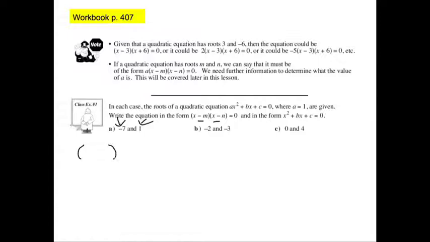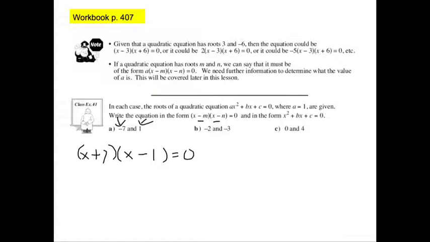Alright, so we have two brackets. One is going to be x plus 7, and that's what I mean by flipping the signs. And the other one, well, that's a positive one, so it's going to be x minus 1. This is equal to 0, it's a quadratic equation. And we can turn this into general form by foiling it.